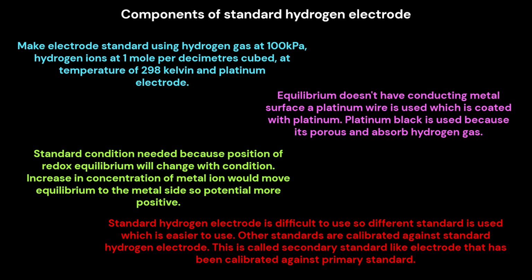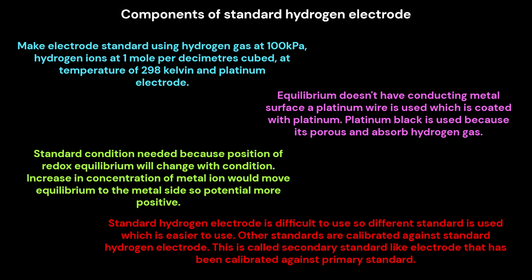The equilibrium doesn't have a conducting metal surface. A platinum wire is used, which is coated with platinum black. Platinum black is used because it's porous and absorbs hydrogen gas. Standard conditions are needed because the position of redox equilibrium will change. Without standard conditions, an increase in the concentration of metal ions would move the equilibrium to the metal side, so the potential is more positive.